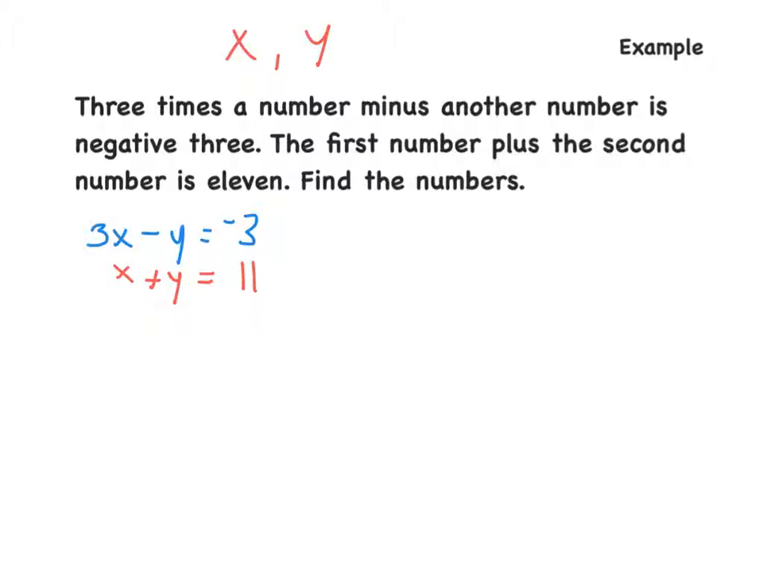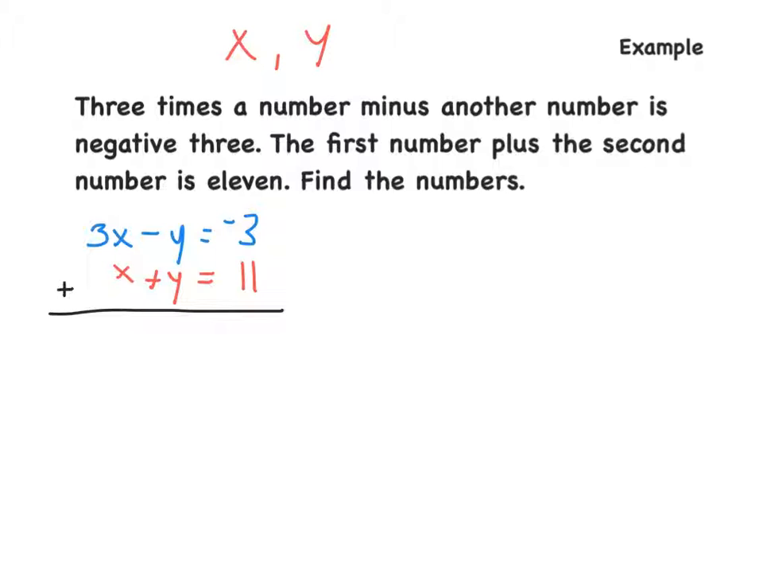Now, we have our two equations. Remember, step 1, line them up. We have our x's, we have our y's, we have our constants. With this, remember the y's, they have the same coefficient of 1. They have different operations, so we're going to add. So now what I want you to do, I want you to pause the video right here, and solve for my x and my y.